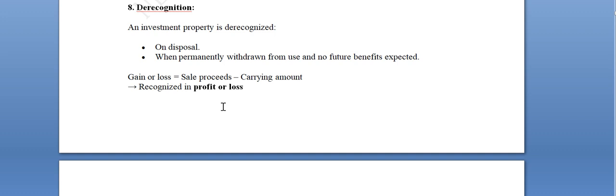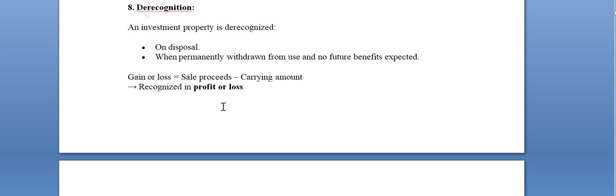And number two, when you dispose of it, once you sell it, it's no longer an investment property. You bought the land, you carried it for 3 years. At the end of 3 years, or in the 3rd year, you sold the land. Once you sell the land, it's no longer an investment property to you. You have already sold it. So that is that.